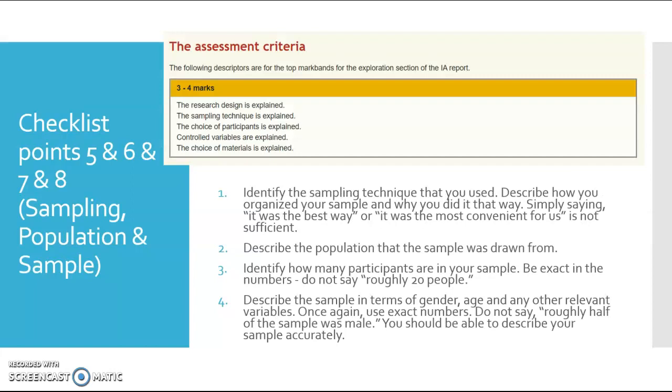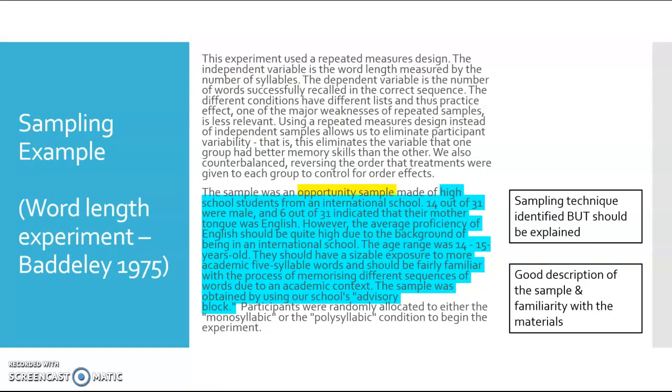Moving on to the sampling part, this is probably the detailed part of it. Identify the technique, describe the sample you used, how many people, and what was the makeup of your sample. If we look at the Begley experiment and this exemplar, you can see here that I've highlighted the fact that they used an opportunity sample, but ideally that would be explained. What is an opportunity sample and why was that used?